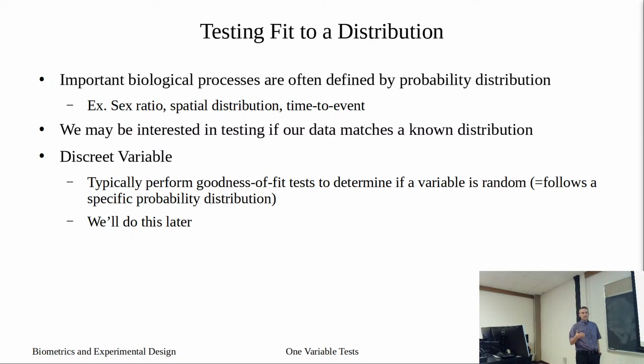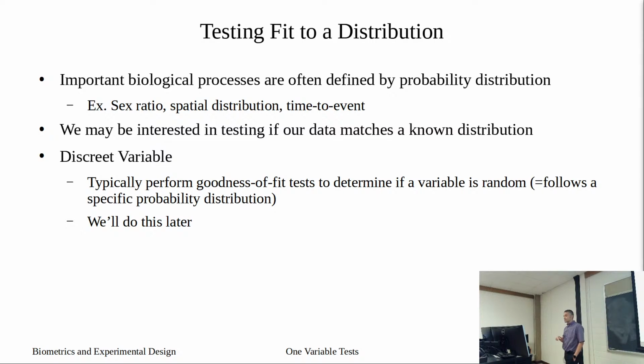infection intensities in parasite work. How many parasites are in individual hosts? That follows a probability distribution. And in a lot of cases, we want to know, does our sample follow that distribution? Is it what's known, or is it different? And if it is different, that's kind of interesting in and of itself. What out there is causing this deviation from a known probability distribution?